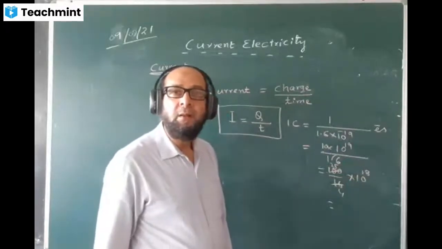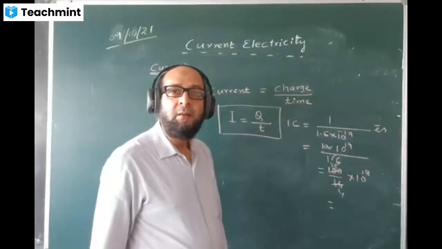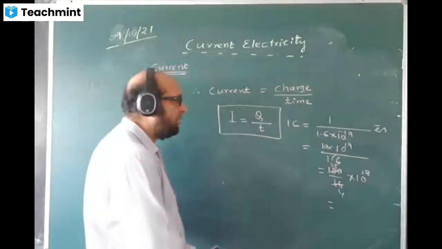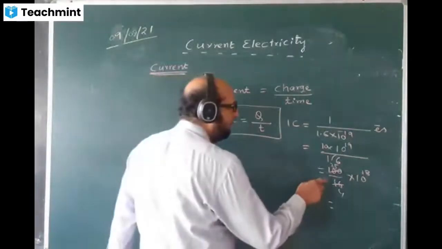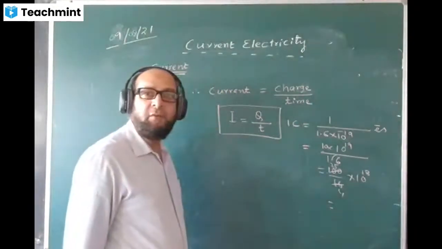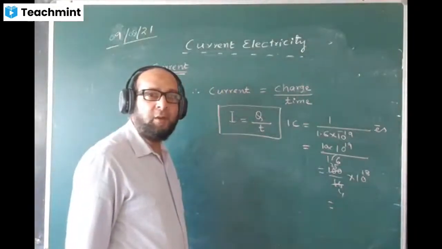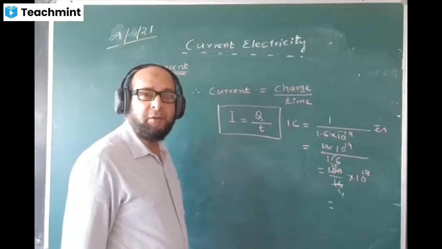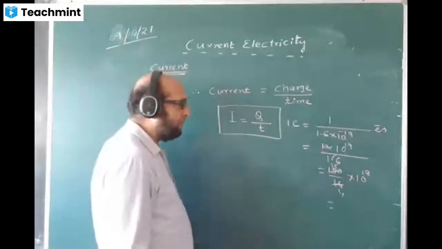Yes? Okay. Yes, sir. They're not 18 now. No, this is just if you want to learn. Otherwise, the value only you have to learn by heart. That 1 coulomb contains that many electrons, and the charge of 1 electron is 1.6 into 10 to the power of minus 19. You can copy it if you want.